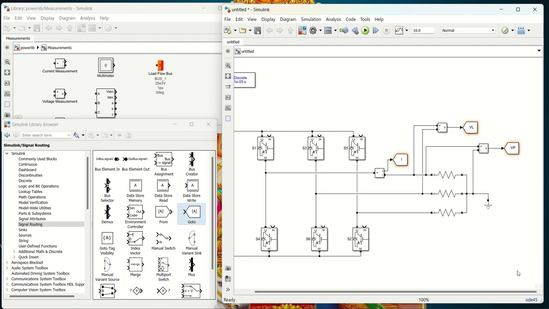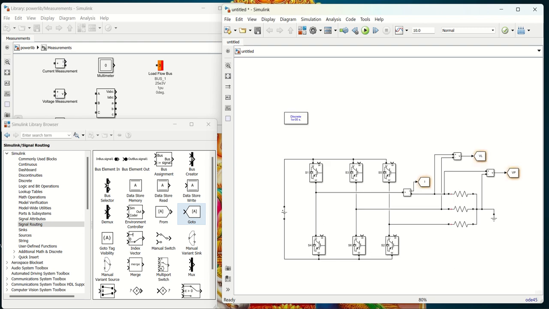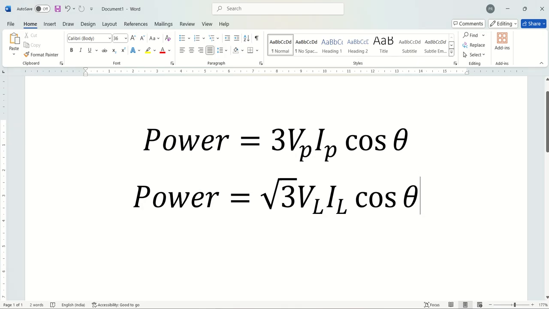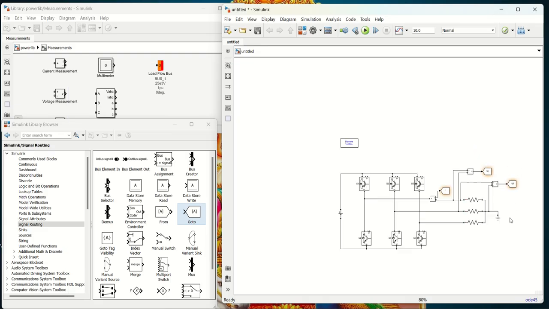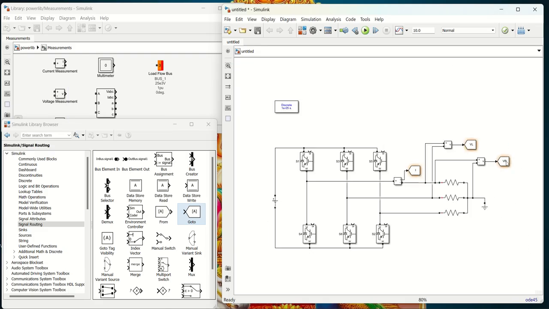Now what is the formula to calculate the power? In case of phase voltage, it is 3 into V phase I phase into cos theta. And in case we consider line voltage, then it is root 3 into VL IL cos phi.